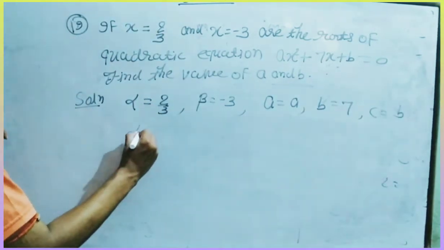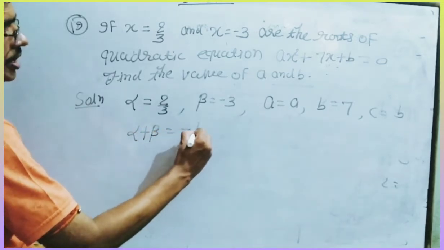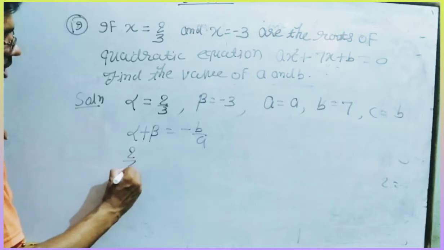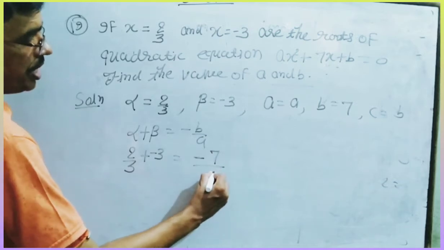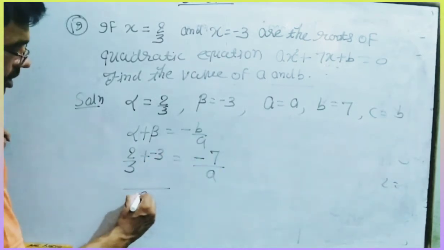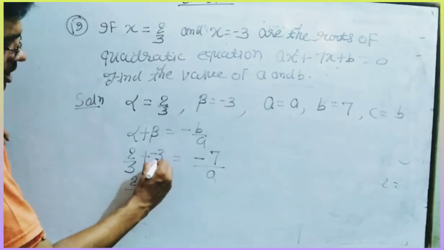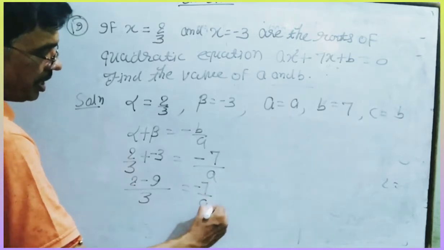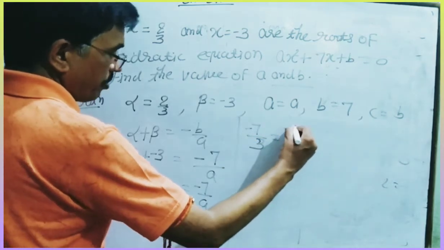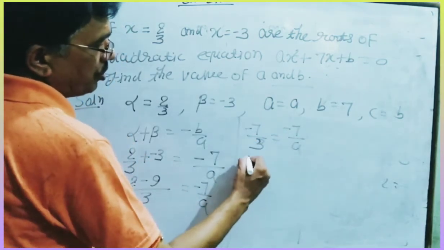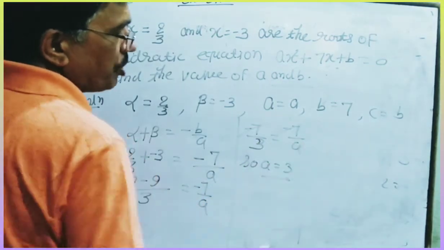So now we write alpha plus beta is equal to minus b by a. What is alpha? 2 by 3 plus minus 3 is equal to minus 7 by a. Hence it is 2 minus 9 over 3, that is minus 7 by 3, which is equal to minus 7 by a. Therefore minus 7 by 3 is equal to minus 7 by a. So a is equal to 3, the 7 cancels. So a is equal to 3.